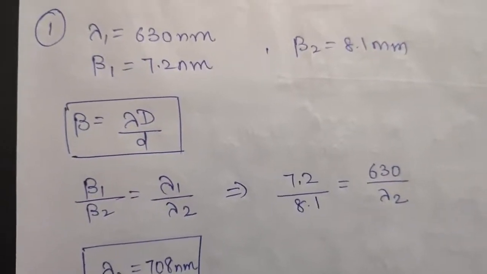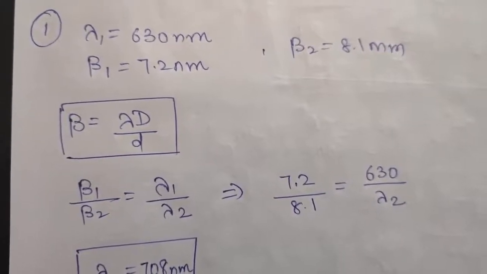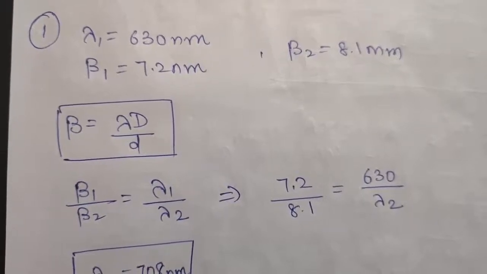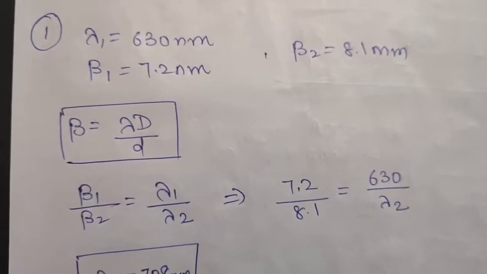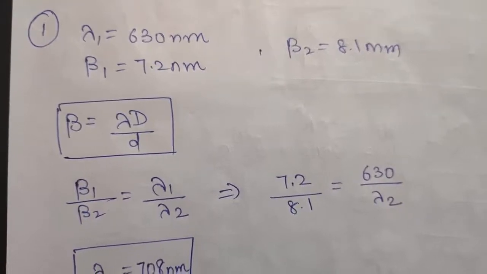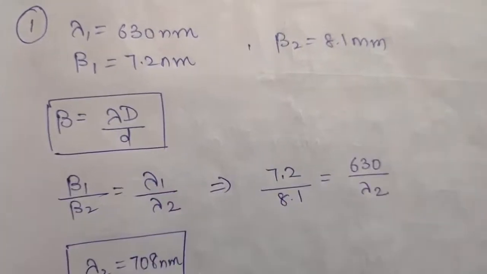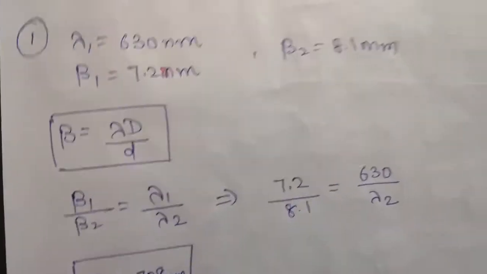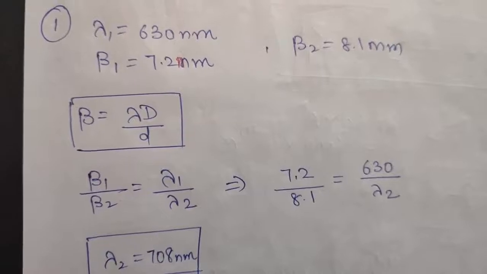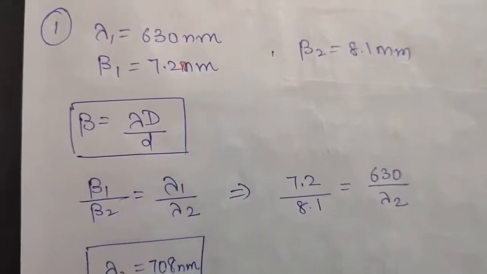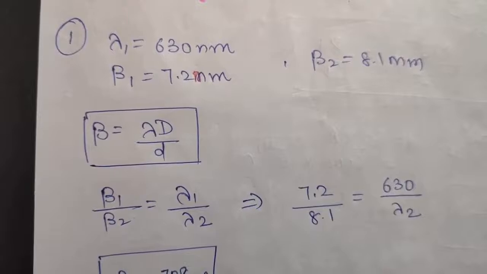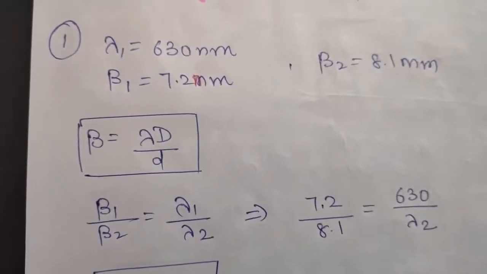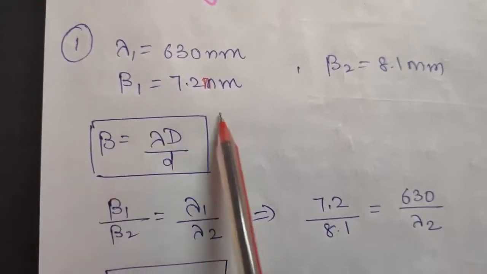So the question says laser light of wavelength 630 nanometers is incident on a pair of slits, produces an interference pattern in which the bright fringes are separated by 7.2 millimeters. That means for a wavelength of lambda 1, that is 630 nanometers, your bright fringes are separated by 7.2 millimeters. So as you know, the separation between the fringes is nothing but fringe width, so that will be beta 1.